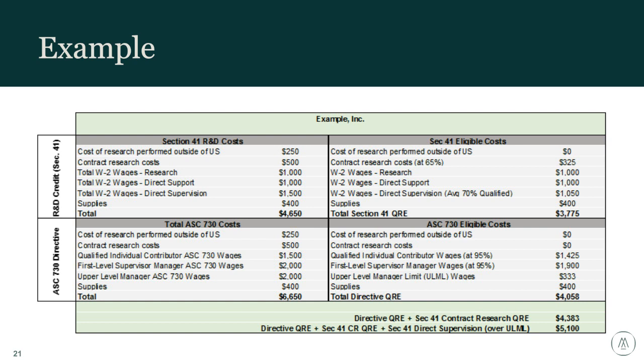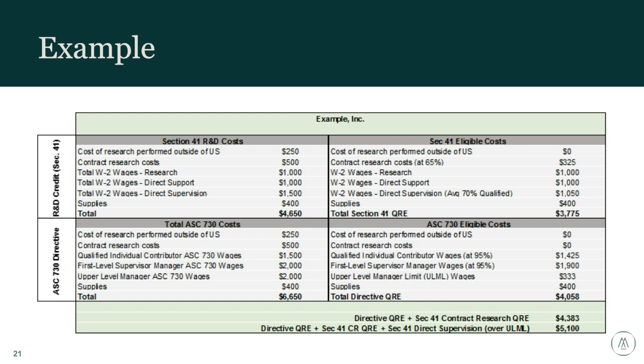So total of costs from a Section 41 standpoint of roughly $4,600, and then making all of the usual adjustments that we would see under Section 41 for anything that's outside of the U.S., taking the 35% haircut for any contractor costs that are qualified, and then taking direct research, direct support, direct supervision, all at the applicable qualification rates along with the supplies that may be used and consumed during the development process. So in this example, the resulting amount from a QRE perspective is $3,775.